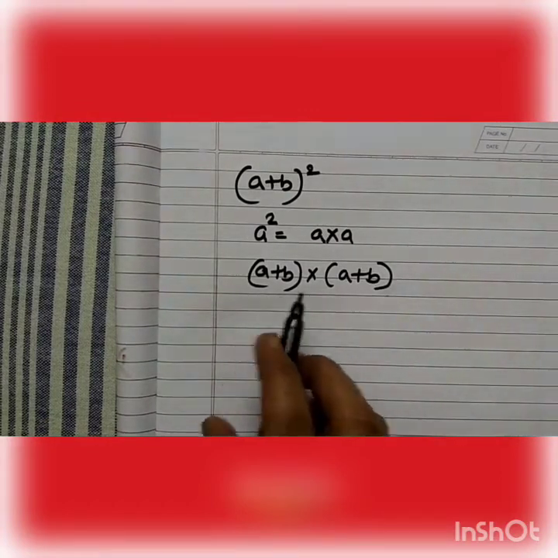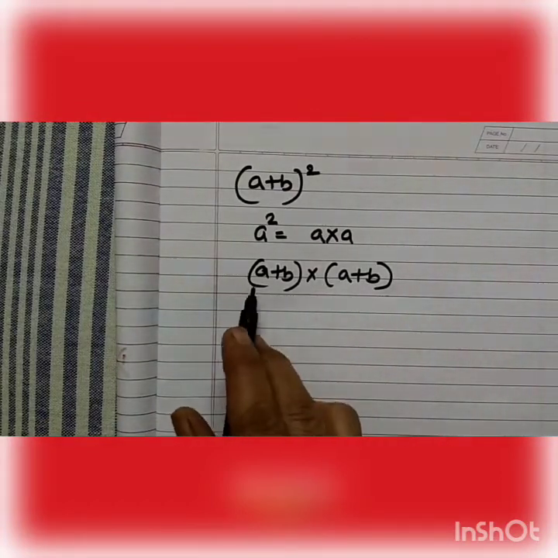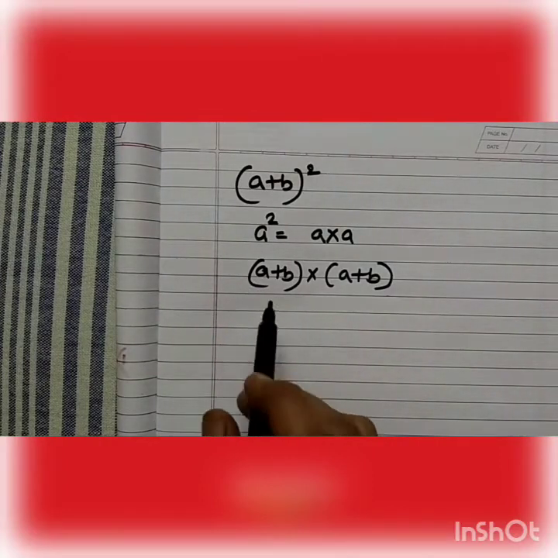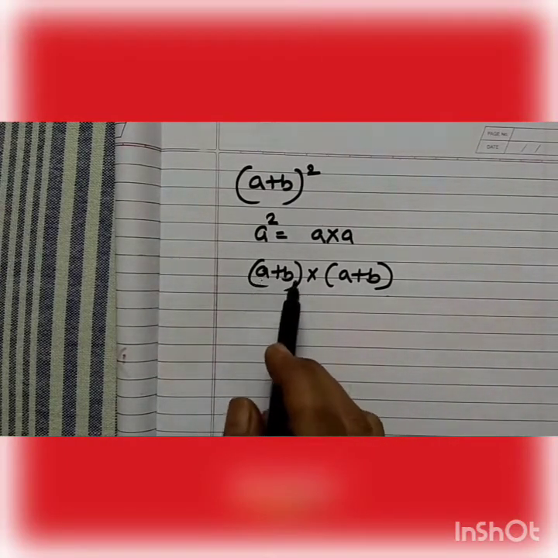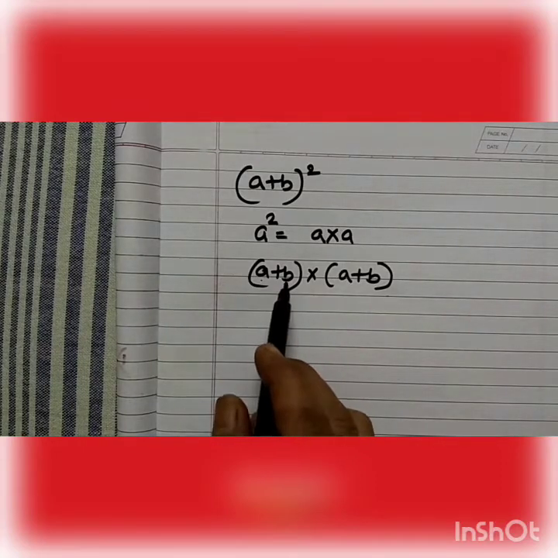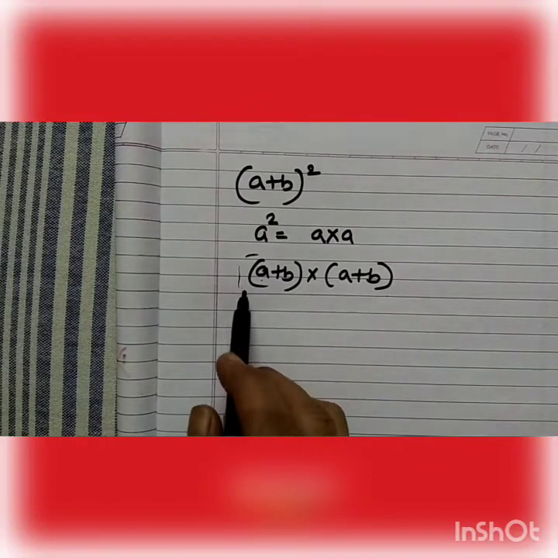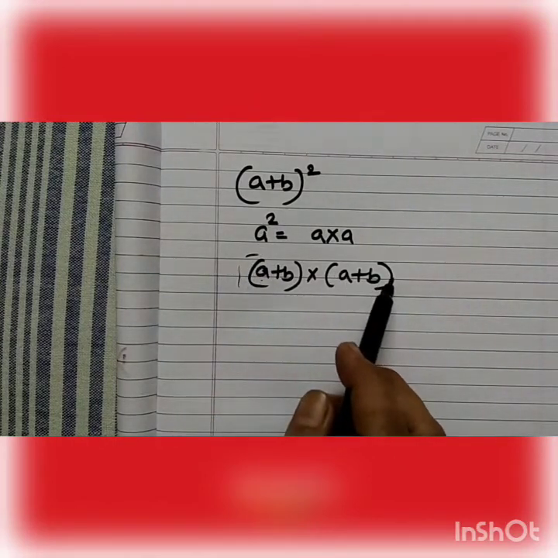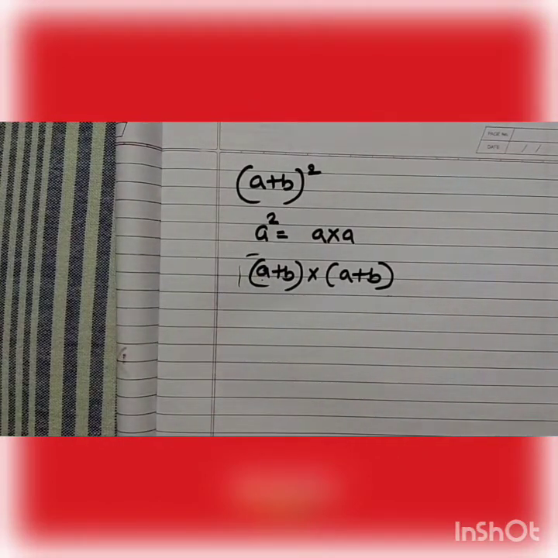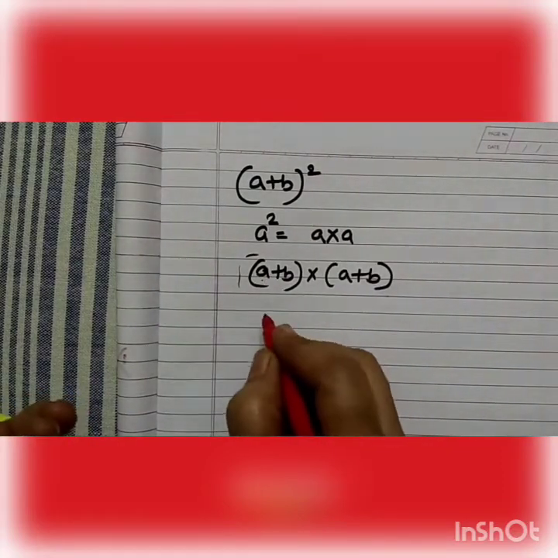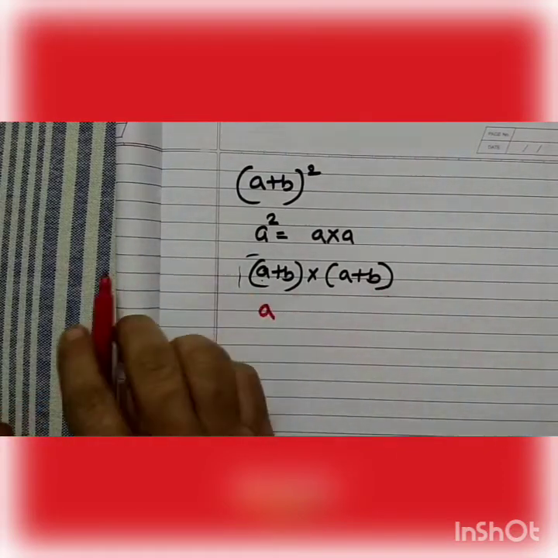Now when you have to multiply these two terms, this is a binomial. Binomial means which has two terms in the expression. One term is a, second is b. So this is a binomial multiplied by a binomial. So what we have to do is, first we have to multiply this a to this a plus b. Okay, we'll take a separate color and then we'll see. Now I'm going to multiply this a to this expression a plus b.